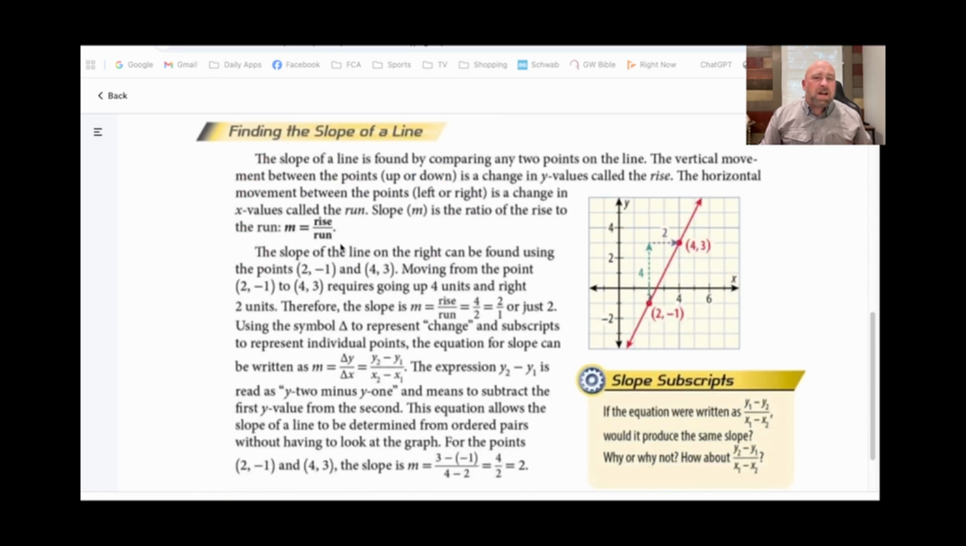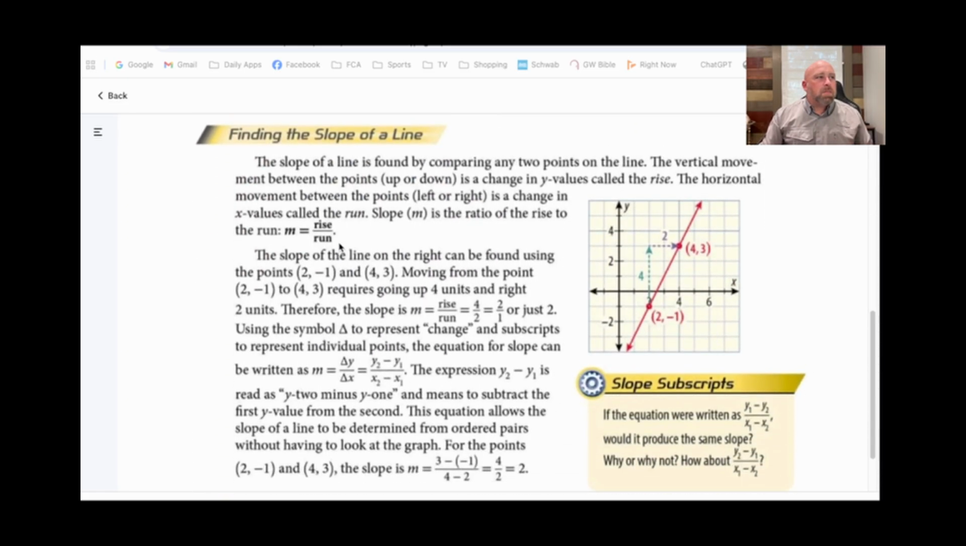All right, how do we find the slope? How do we find this number? The slope of the line is found by comparing any two points on the line. Notice, any two points. It doesn't matter if it's way up and to the left, or way down to the right. It doesn't matter where you find your points. Any two points on the line, you can compare them.